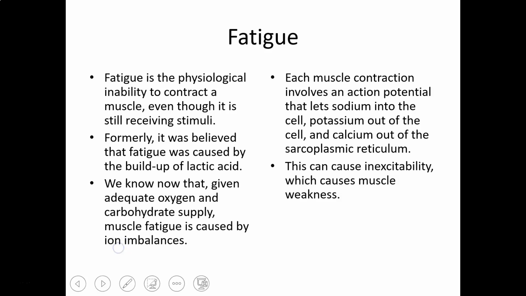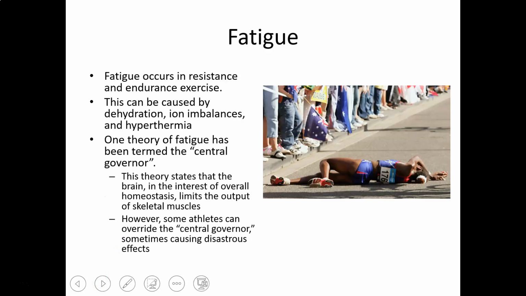It just doesn't want to contract. In addition to that, the muscles are creating heat, and that heat is going to influence the brain and how the brain works. The brain doesn't appreciate this. You get dehydration and ion imbalance and then that hyperthermia, and the brain may shut you down. This is not uncommon to see in marathons where runners collapse and they don't want to stop, but they're not getting up because the brain has shut them down. This is called the central governor theory.